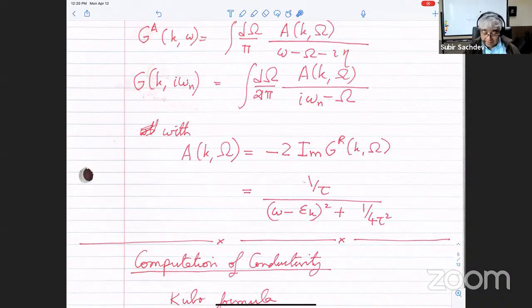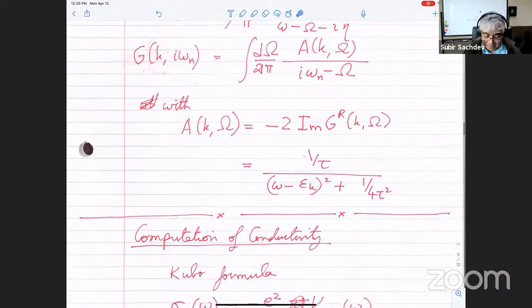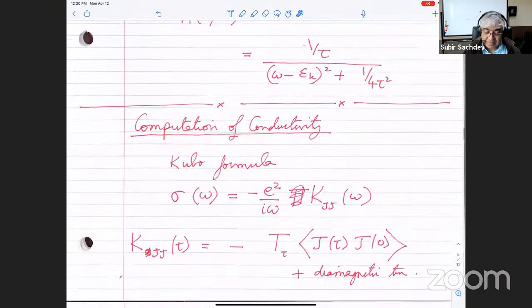Okay, so now we turn to computing something more physical. I mean, this is something you could measure. It's also physical. You can measure this A of k and omega in a photoemission experiment. And if you have good momentum resolution, then you will see these Lorentzian peaks from which you can estimate the scattering time of the electrons. Okay, but now we want to compute the conductivity.